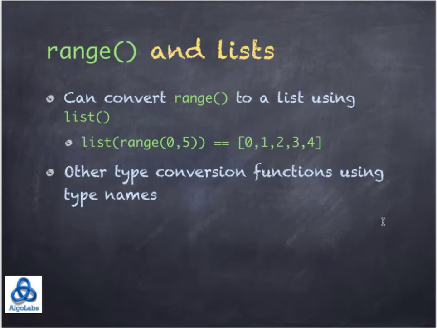So sometimes if you want to use the output of range as a list, you must remember to do this. This is a general feature in Python that we can take the name of a type like list or int or str, and if the argument is valid for that type, that is, it produces an output which is compatible with the type, we can use it.